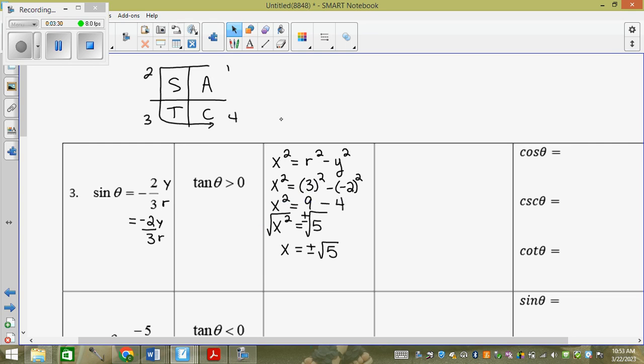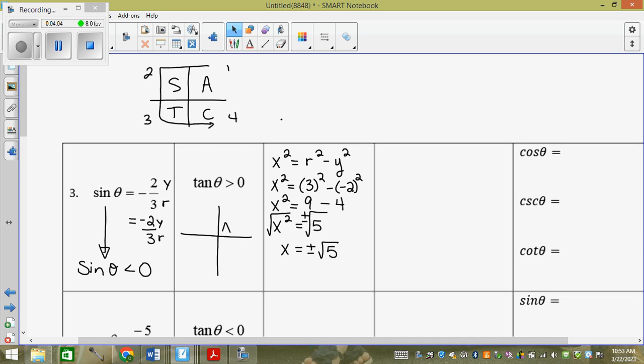Now, I need a piece of information to limit me to whether it's positive or negative. So basically, I need to find out what quadrant it's in. If I know it's in quadrant 3, or 2, or 4, I can tell what the x is. So let's figure out what quadrant it's in. We need to do some narrowing down. Well, this one says sine theta is less than 0, technically, is what it's telling me. So sine is negative.